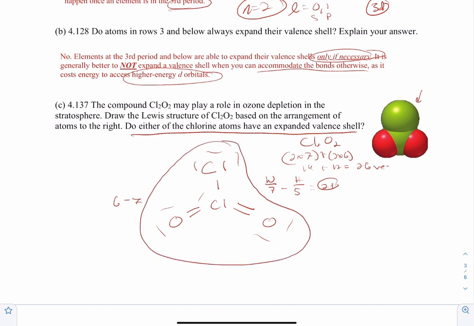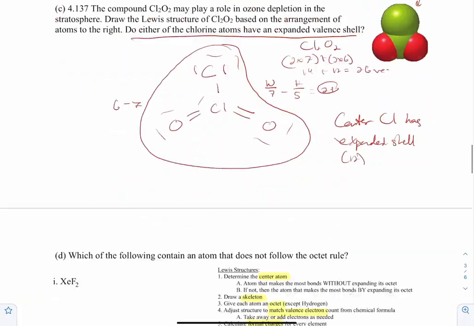So what I'm going to do is say center chlorine has expanded shell. Okay, oops. We'll just say expanded shell. Okay, it's got 12. It's got 12 electrons in its valence shell. Okay. All right, last one.